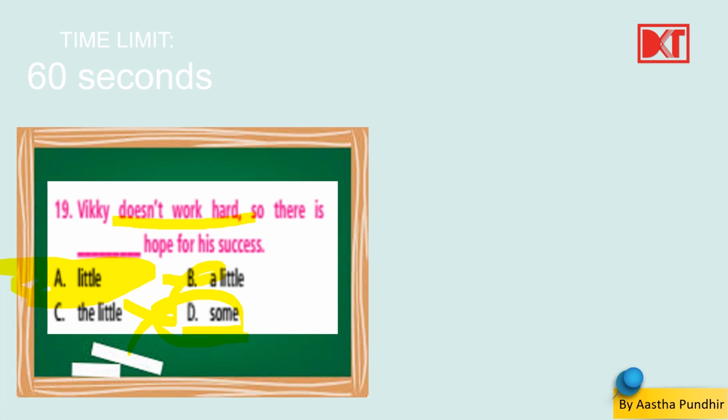Why are we not using some? Because otherwise the sentence won't make sense. Because here we are saying Vicky does not work hard. So if we say there is some hope for his success, then the sentence won't make sense. That's why we say Vicky doesn't work hard, so there is little hope for his success. Alright.